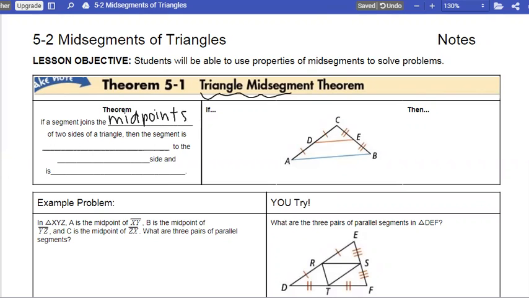So the triangle mid-segment theorem states, if a segment joins the midpoints, so remember the midpoints we talked about yesterday, it is the very middle of our line. So if it joins the midpoints of two sides of a triangle, then the segment is parallel to the third side and is half as long.